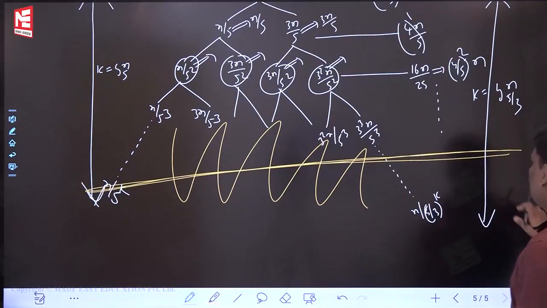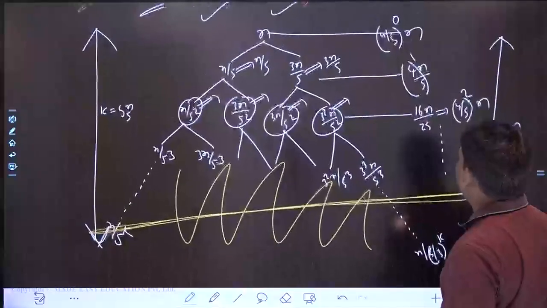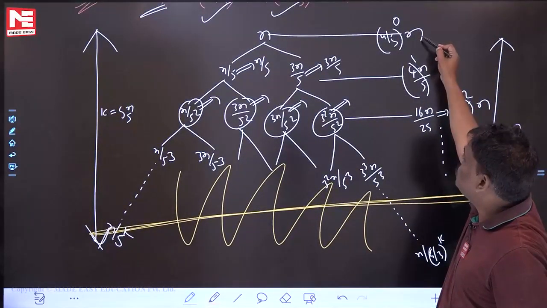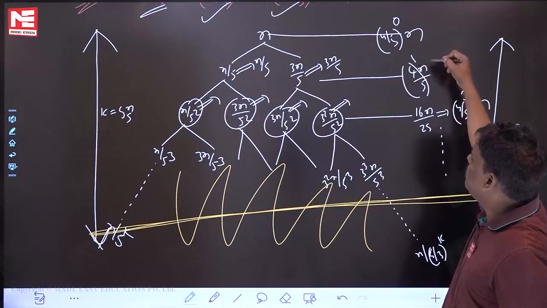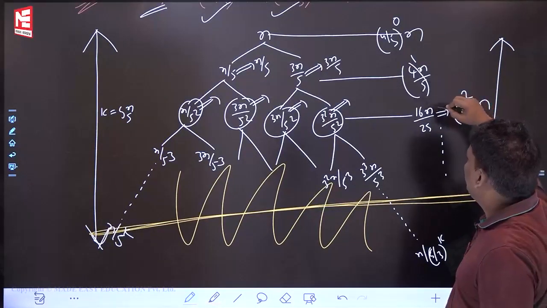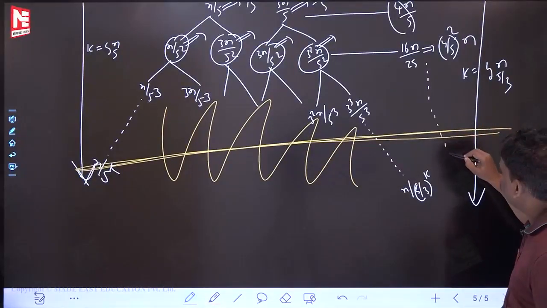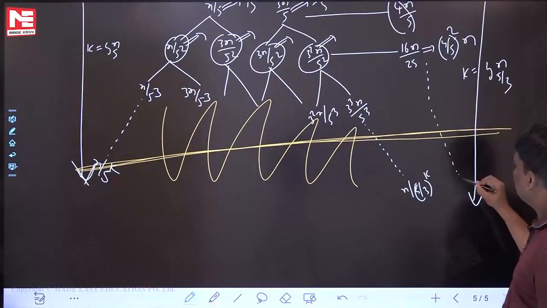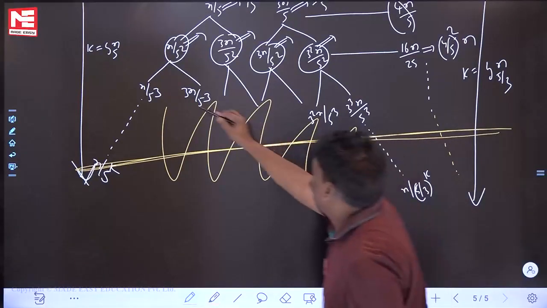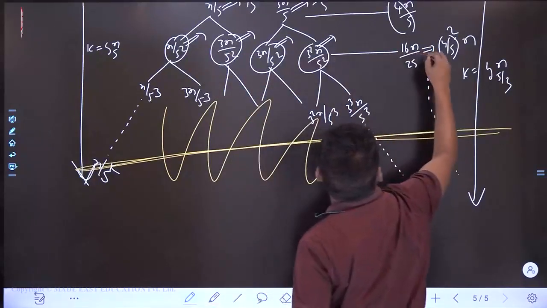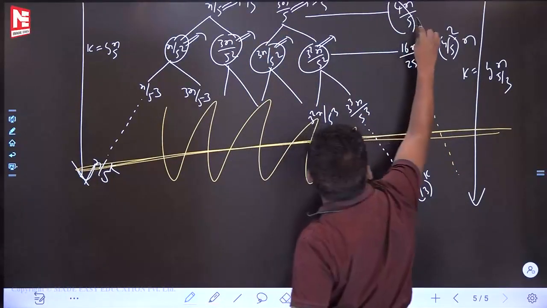Please be careful. Now see the answer. Can you help me now? If you see the right side, what is the first level non-recursive term? 4 by 5 whole power 0 n, 4 by 5 whole power 1 n, 4 by 5 whole square n, and so on. Can you help me if I continue like this? What is the last term in this series? But one thing is true: if you add all, then you will get this. You add these, then you will get this.